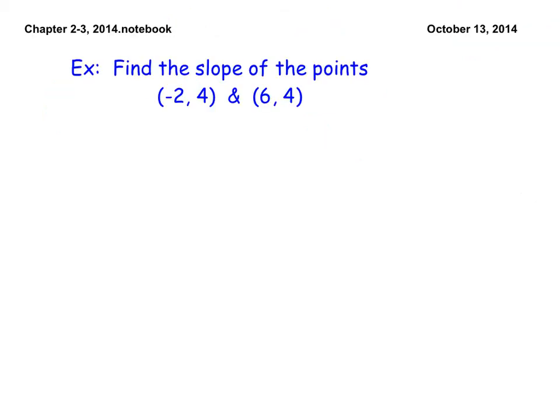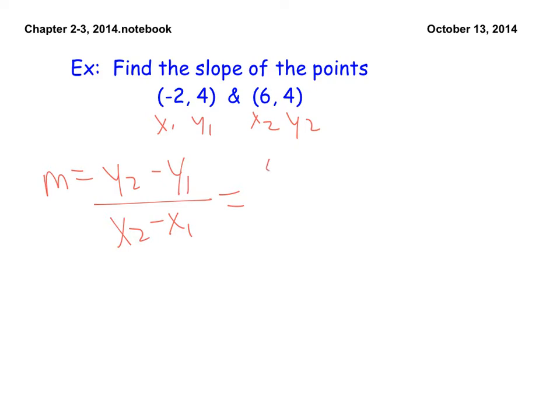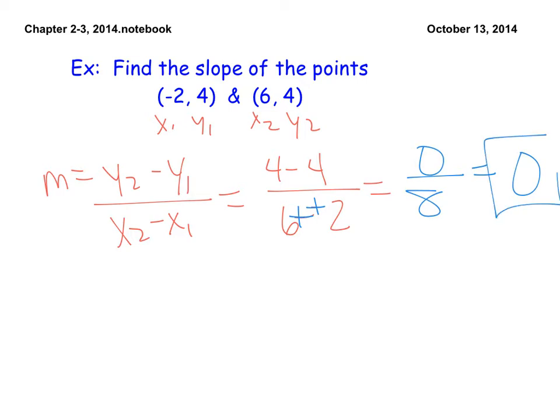Next example. It says to find the slope of the points -2, 4, and 6, 4. So step 1, label x1, y1, x2, y2. Step 3 says to write down the formula of the slope, y2 minus y1 over x2 minus x1. So this is going to give you 4 minus 4 over 6 minus -2. 4 minus 4 gives you a 0. A double negative is a positive to give you 8, and 0 cookies divided by 8 friends means that everybody gets 0 cookies.